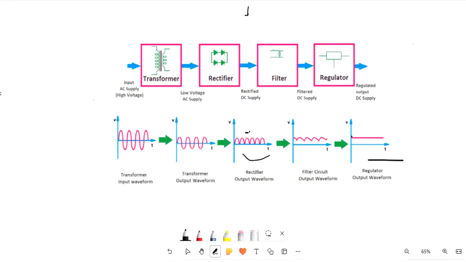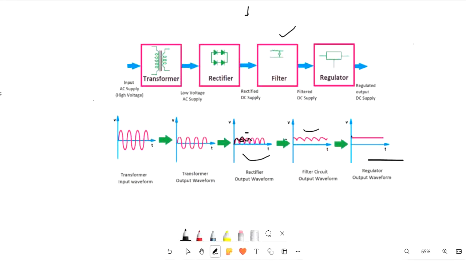This waveform is then given to the filter. The filter basically consists of a capacitor, which stores charge. How does the capacitor work? It charges from 0 voltage to the maximum voltage level. Once it is charged to the peak voltage, it starts discharging. The output of this filter will look like this, with repeated charging and discharging of the capacitor.